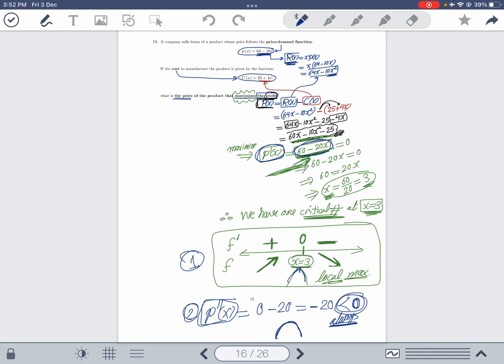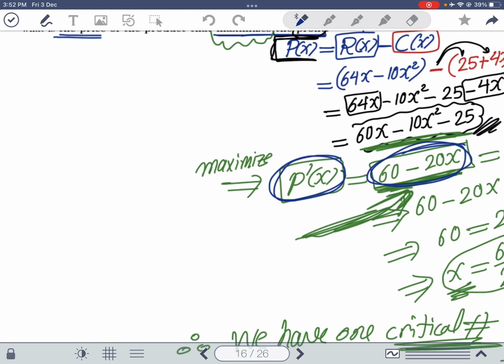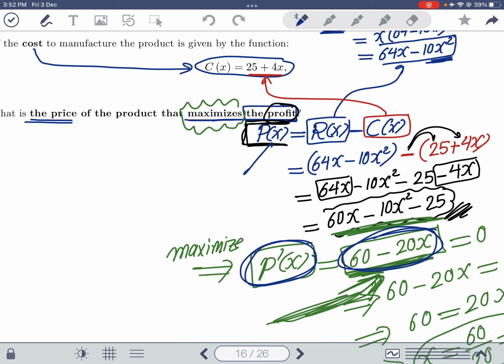So in this case, we got a maximum at x equal 3. So at x equal 3, we have a maximum for what? For the profit function.